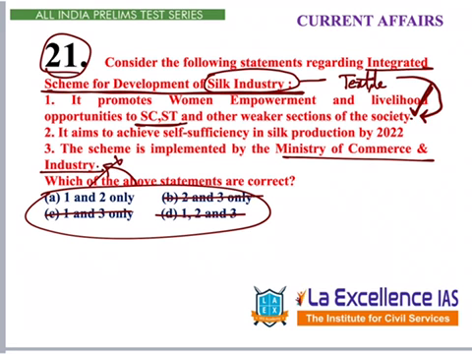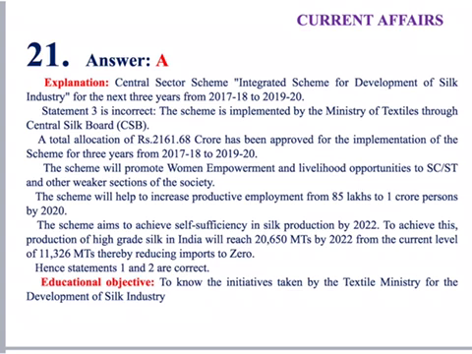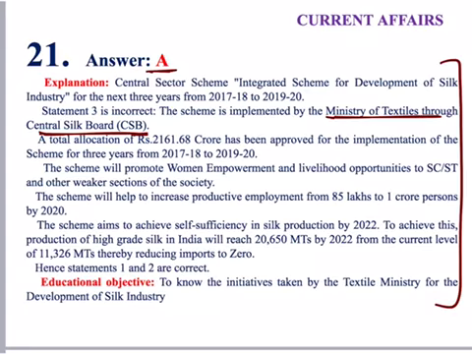Second, it aims to achieve self-sufficiency in silk production by 2022. When such years are there, it is confusing, so we can't decide on 2. But as we have eliminated 3, the remaining is A only. So that's why we can say 2 is also correct. We should learn this fact by reading this option: 2 is, it aims to achieve self-sufficiency in silk production by 2022. This is the explanation given for this question. There is value addition given over here. Read about this. The Central Silk Board under the Ministry of Textiles implements this scheme.